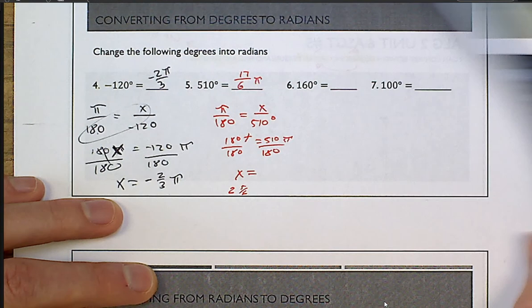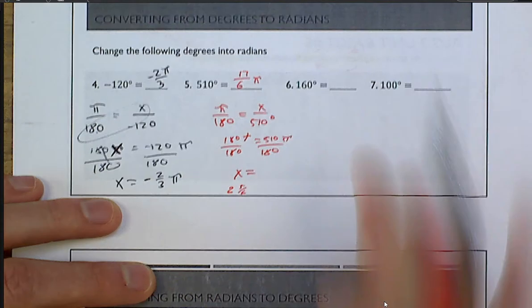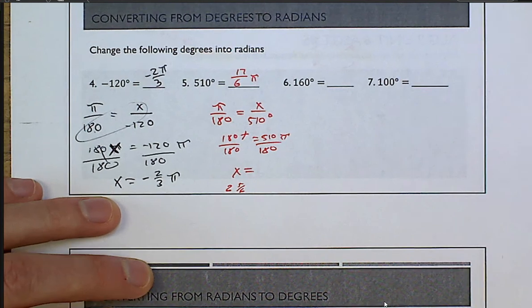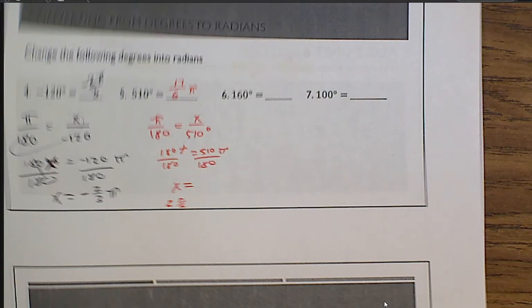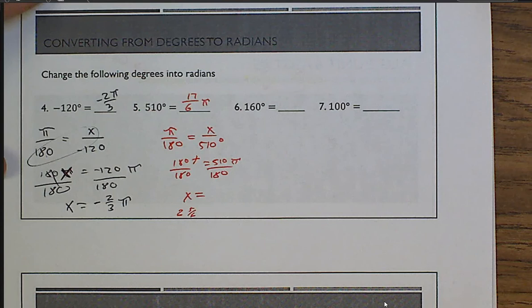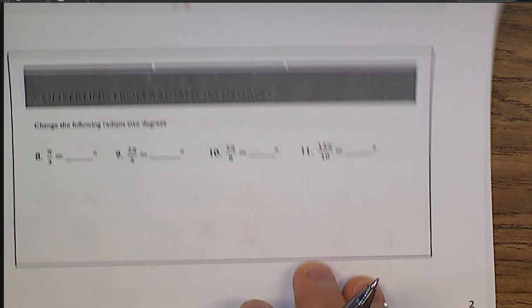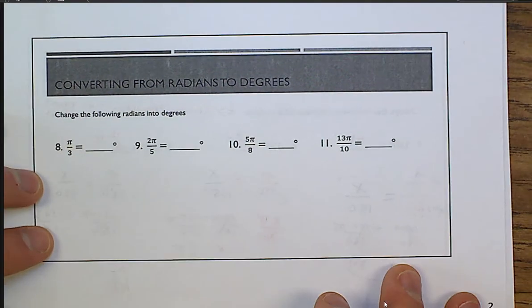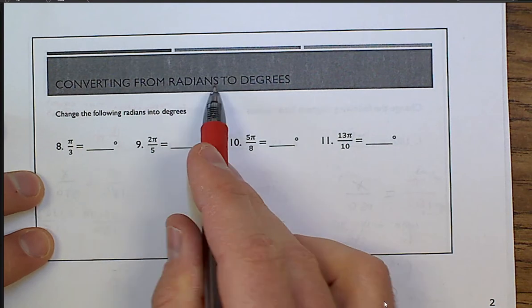I'm not even going to do these because we just did 6 of them. I think we did 4 on the front, maybe we did 3. We did 3 on the front and 2 on the back. It's the same song and dance. So let's keep moving. Now, here we're going to do converting from radians to degrees.